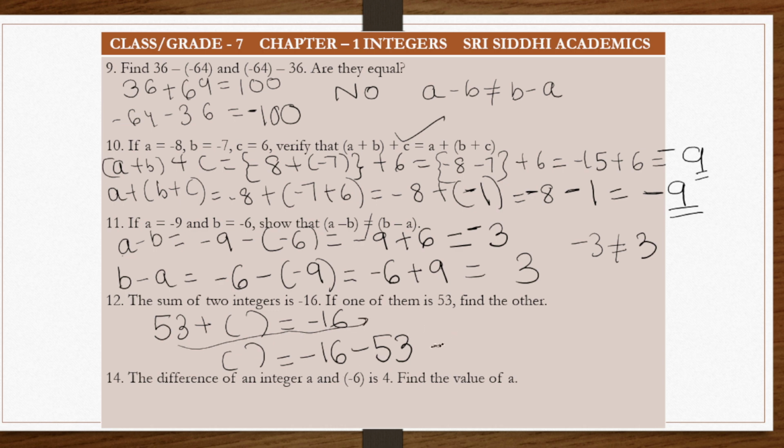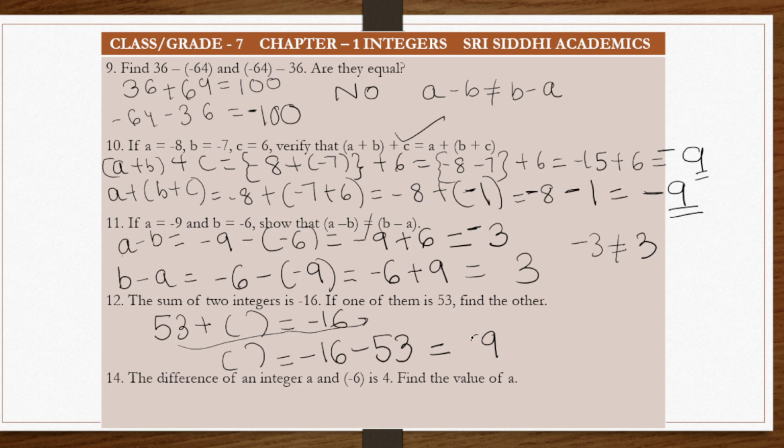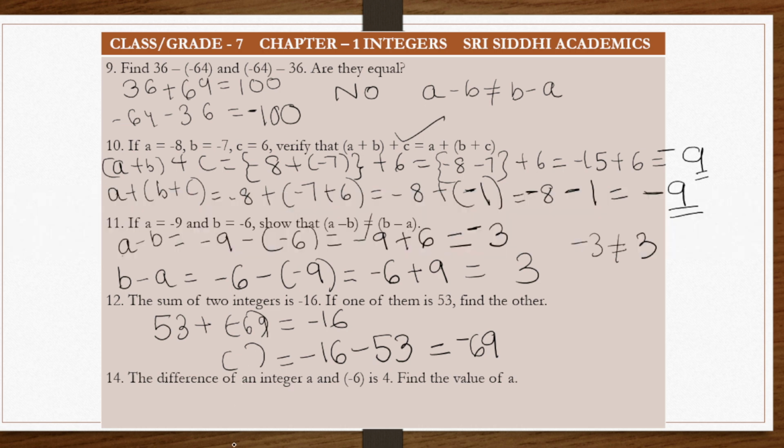So minus 16 minus 53 will be how much? We need to add them up because they are like sign integers. So if you add it up, it will be 9 and then 6, and the same sign will come in the final answer. It's minus 69. So what needs to be added? I'll just erase this line here. What needs to be added with 53 to get minus 16? It will be minus 69. Okay, I hope I'm clear with this question number 12. If any doubts, please let me know in the comment section.